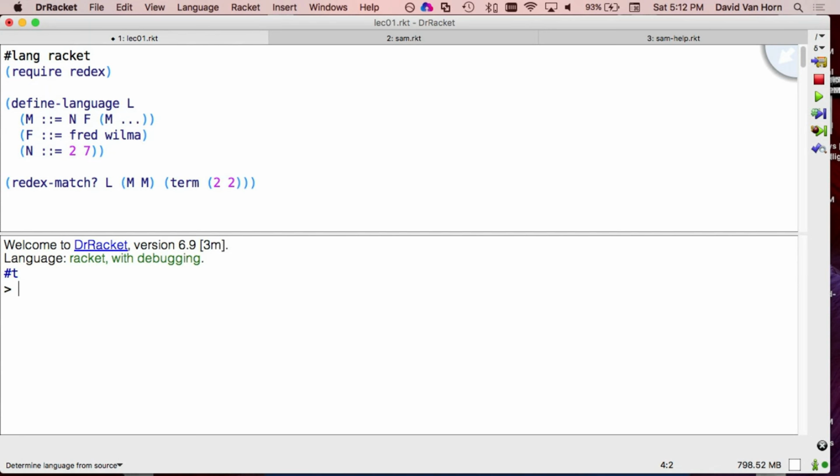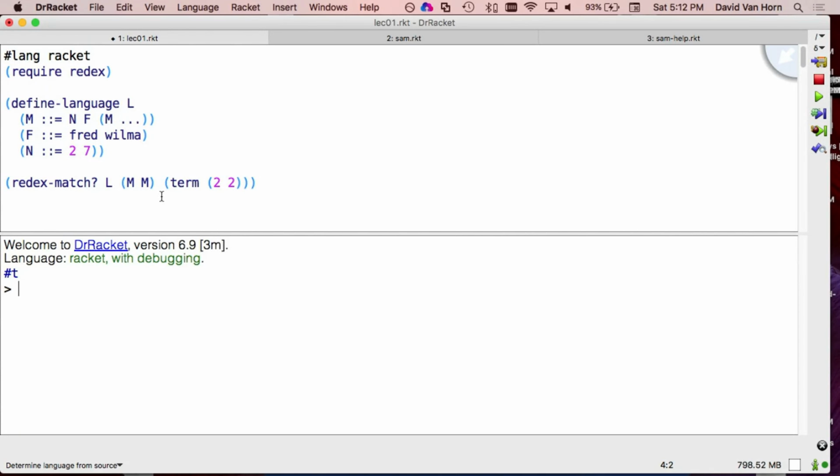All right. So what I've just shown you is what's at the heart of the Redex language, and there are things built on top of that. But if you're comfortable thinking about writing these patterns and matching them, that'll go a long way.